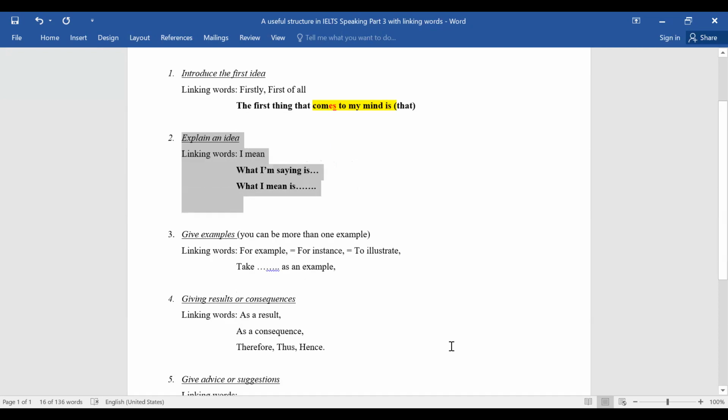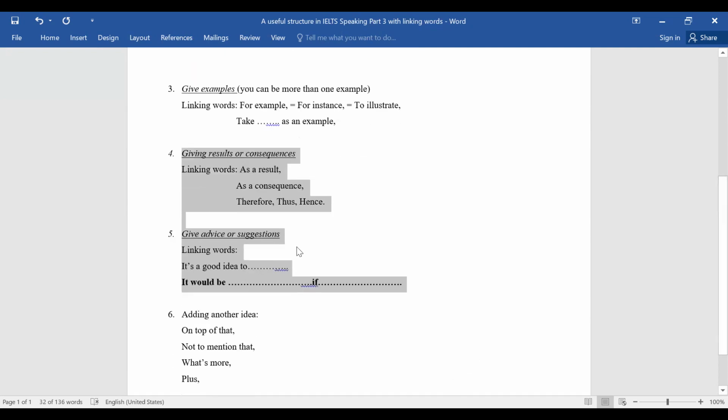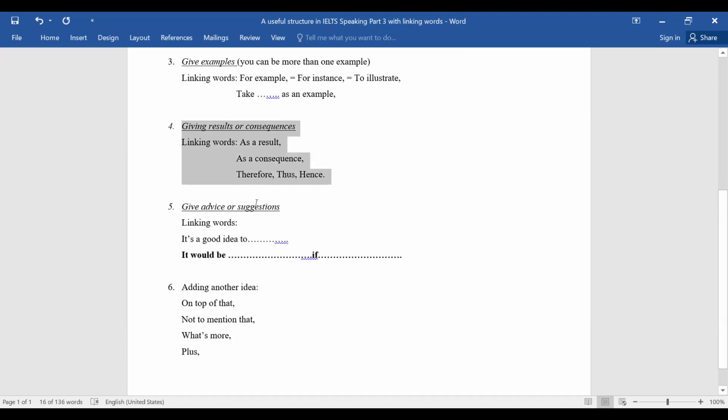Then we'll move to another E, examples. And this step is pretty similar to writing. And then step number 4 and 5, they are all the linking back stage. You can link back to the main point by giving results or consequences, or you also can link back to the main point by giving advice or suggestions. This is pretty much the same as in writing, but here I just put them into 2 different stages.